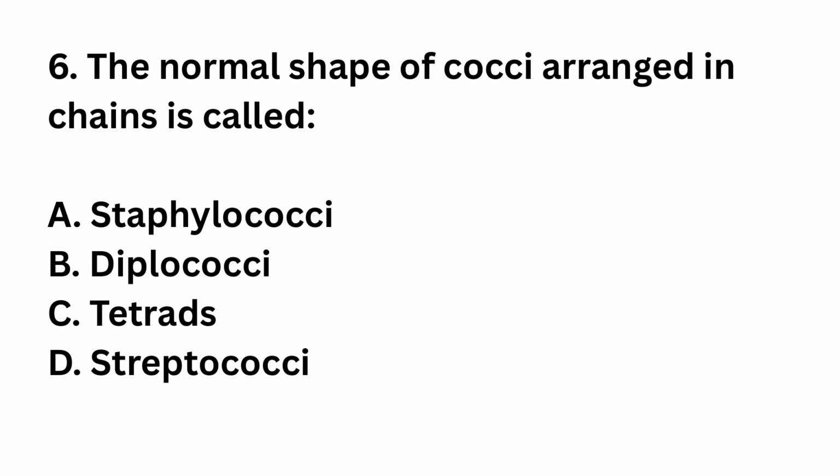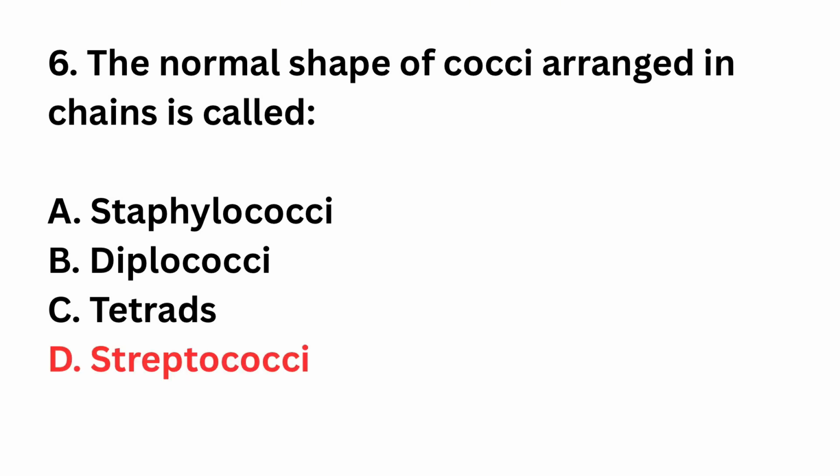Question number 6. The normal shape of cocci arranged in chains is called staphylococci, diplococci, tetrads, streptococci. The right answer is option D, streptococci. Streptococci divide in one plane forming chains.